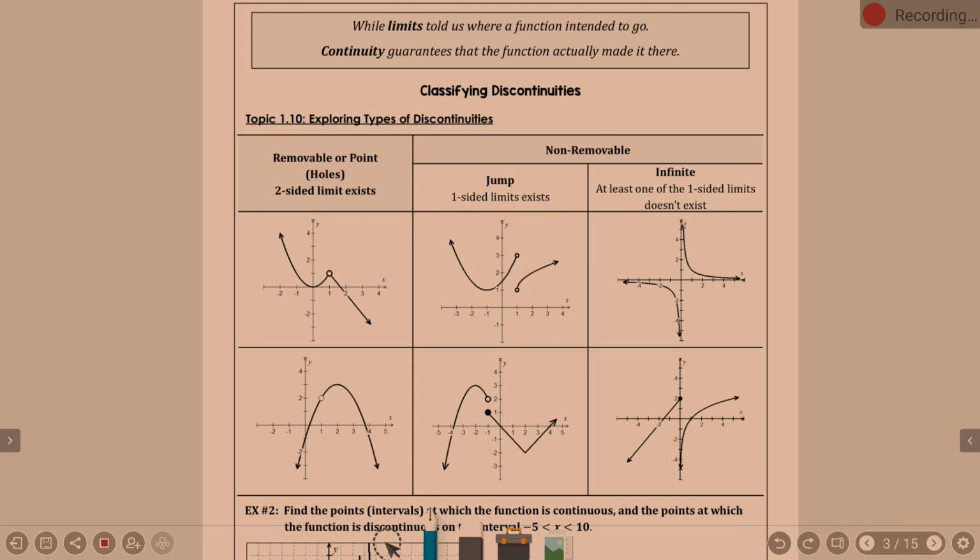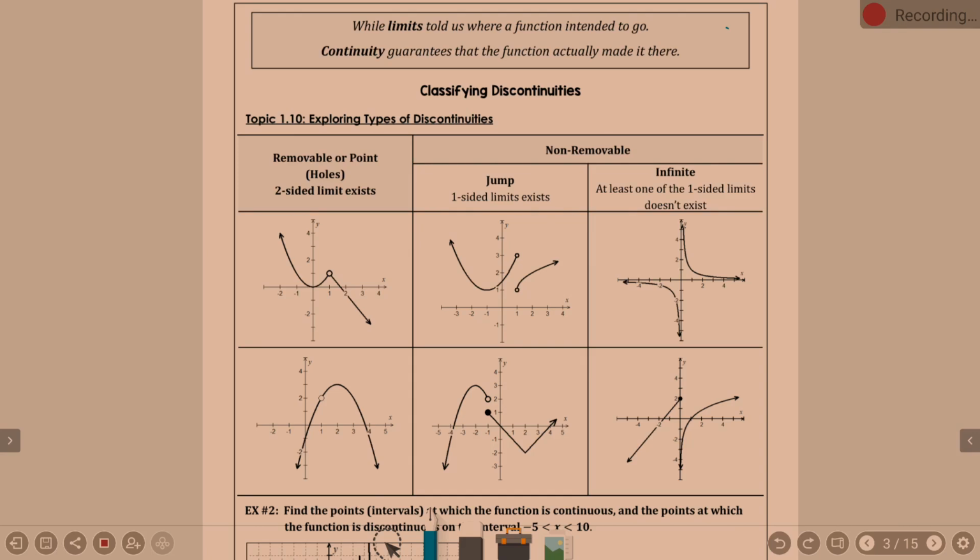Limits told us where a function intended to go. Continuity guarantees that the function actually made it there. Okay? So, there are some different types of continuities. This is reviewing some vocabulary we've already talked about. We're going to talk about it a little bit more.